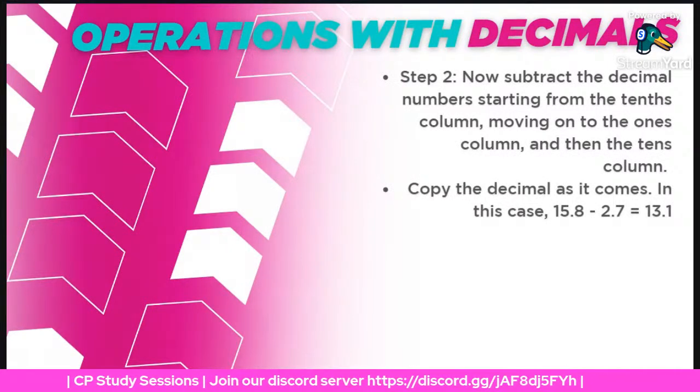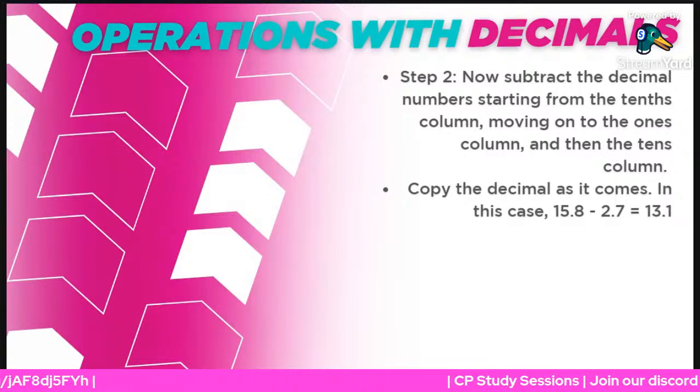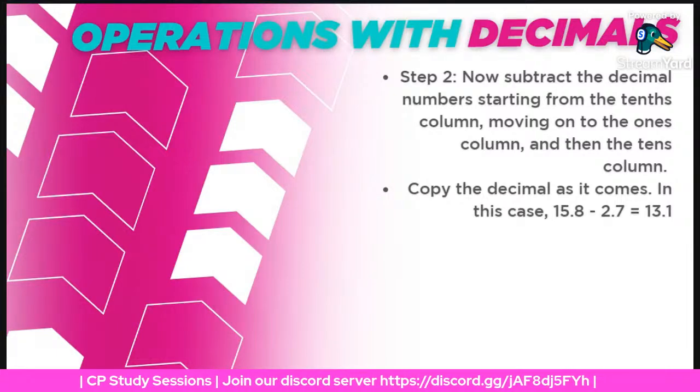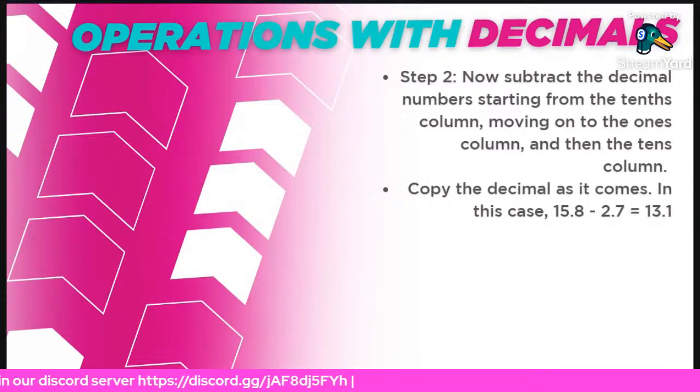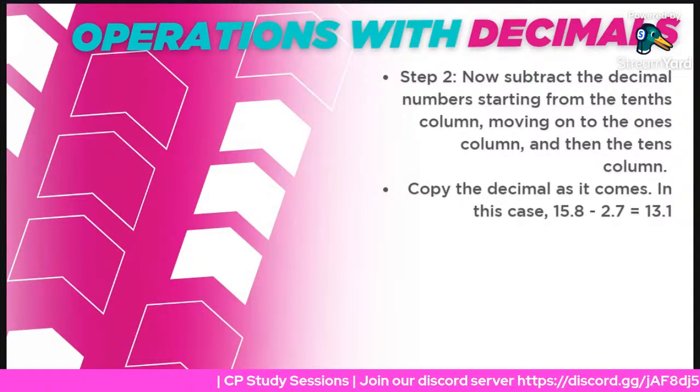So let's check. Ayan. Copy the decimal as it comes. In this case, 15.8 minus 2.7 is equal to 13.1. So nagets ba? Wag lang kalimutan ay ang decimal point ha. Laging naka-align yan. Nagets ba guys? Okay. So next na tayo.